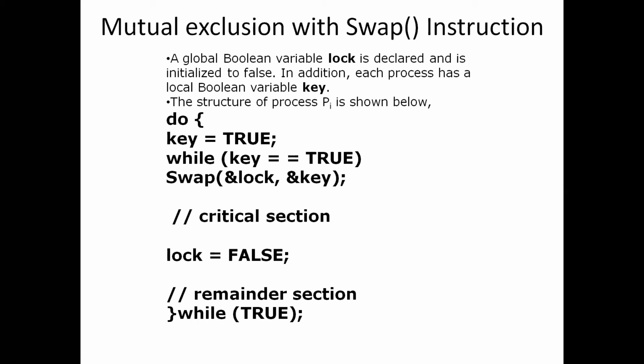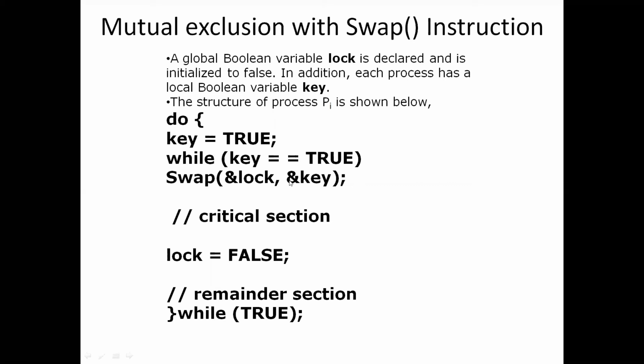So what it will return here is: lock value will be true, key value will be false. Once it comes back to the condition, it will check whether key is equal to true. Now what is the value? The variable key holds the value false because we have swapped the values by using the swap instruction. So key holds false, lock is holding true now, so this condition is false.